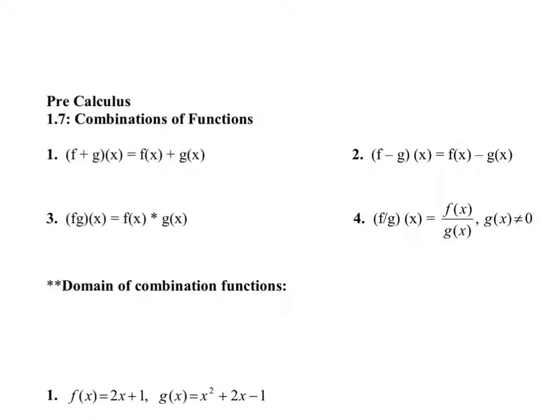So if you ever see this notation where it's f plus g of x, it just means you add the two functions together, f of x plus g of x. Likewise with all the other three. F minus g is the same thing as saying f of x minus g of x. 3 is multiplying and 4 is dividing. Just make sure when you divide, this denominator cannot equal 0 because then it makes the resulting function undefined.